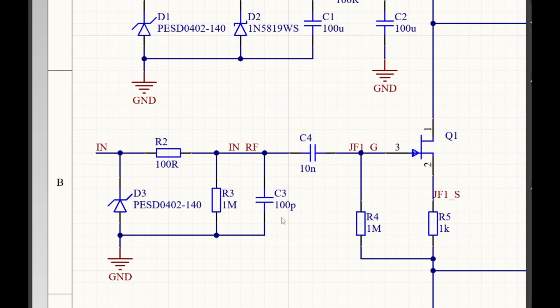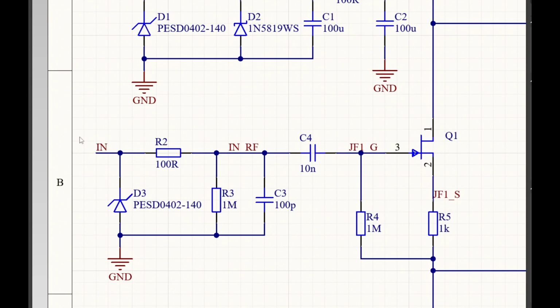R2 and C3 predominantly form an RF low-pass filter, so one over 2pi RC with 100 ohms and 100 picofarads gets me somewhere in the range of, you know, 1 to 2 megahertz. We want to have an RF filter before we hit any semiconductor element, because semiconductors can behave non-linearly and therefore demodulate any RF audibly into the audio band.